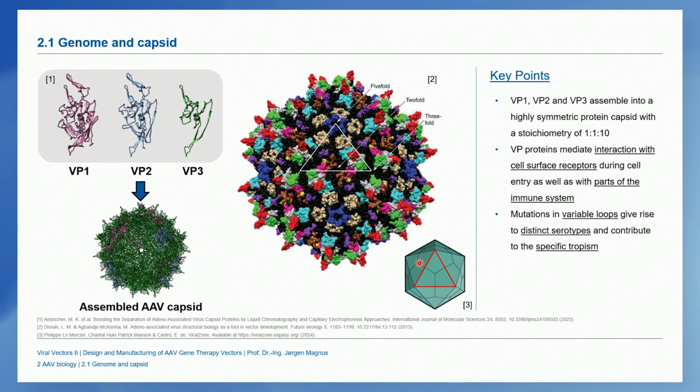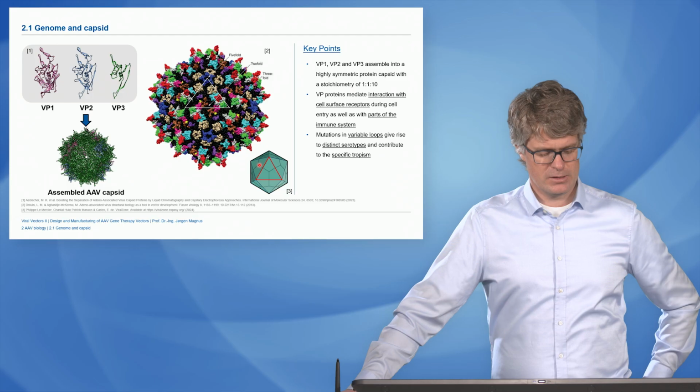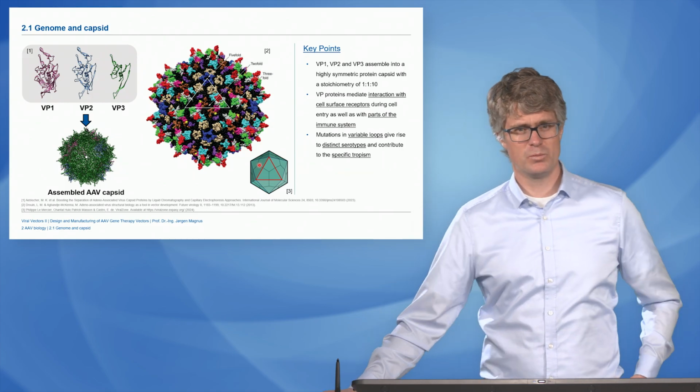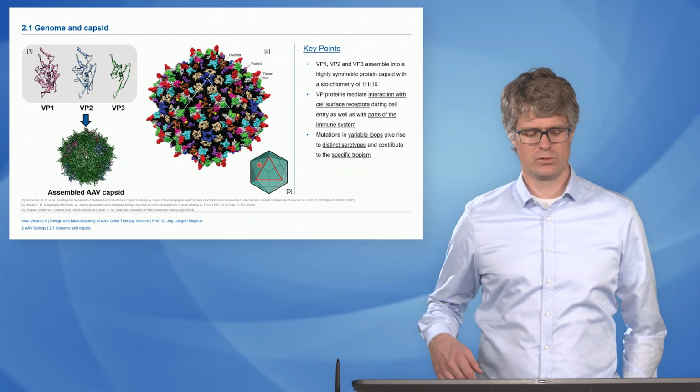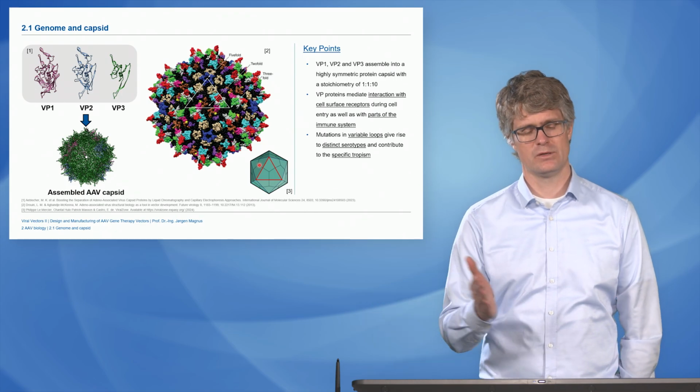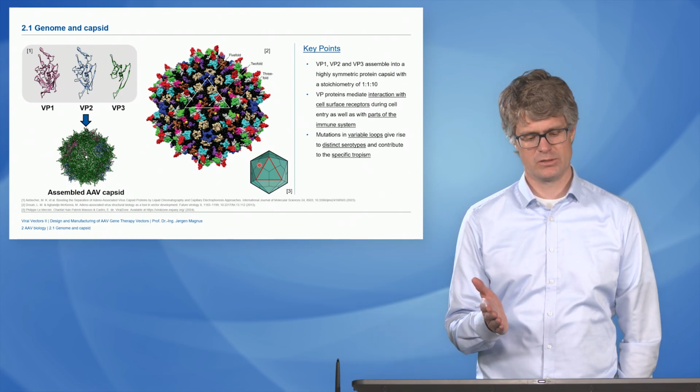They have a ratio of 1 to 1 to 10, and they assemble into a capsid, and then the vector genome that is produced separately can then be packaged into this capsid. The surface of this capsid is important. It decides the tropism of the capsid, so the ability to incorporate into different cell types.